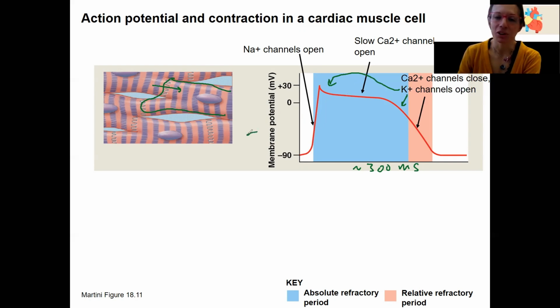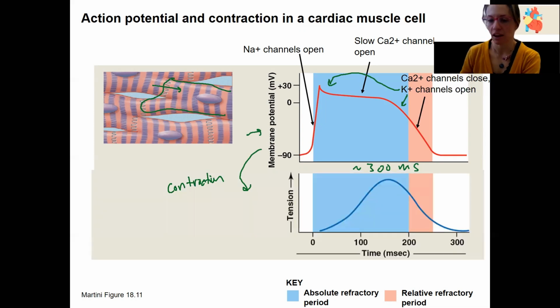So this is the depolarization. This is going to correspond to and cause contraction. That's excitation-contraction coupling. So let's graph tension on the y-axis like we did previously for skeletal muscle. Here's tension. And now you can see the result of these refractory periods. Because the action potential is prolonged, so are the refractory periods. So the relative refractory period is this, and the absolute refractory period is here.